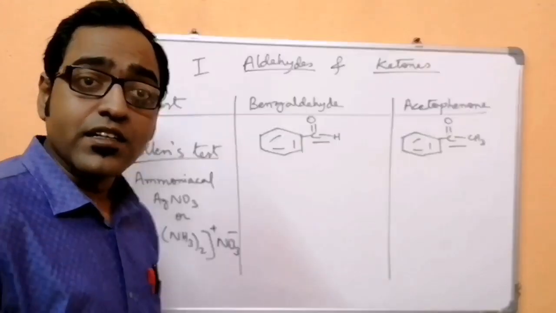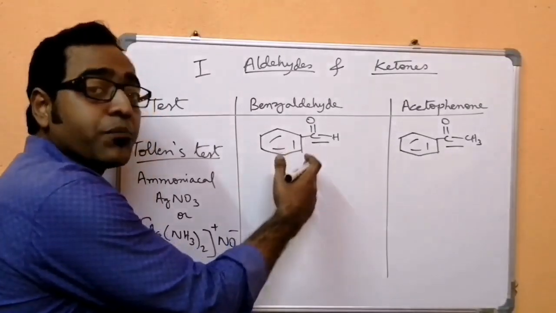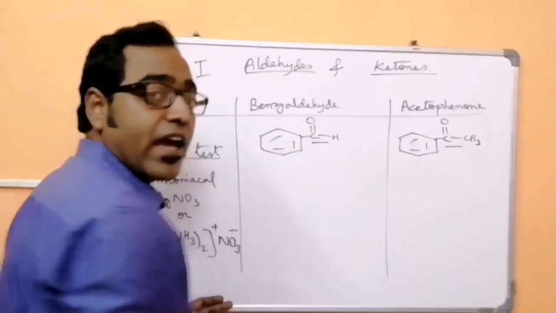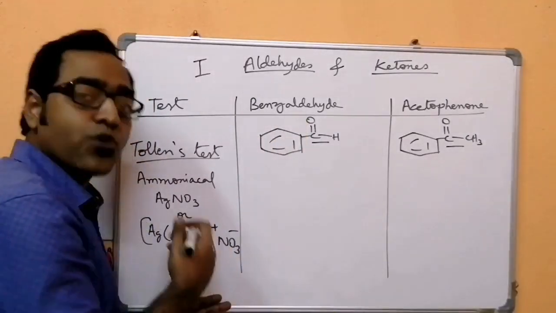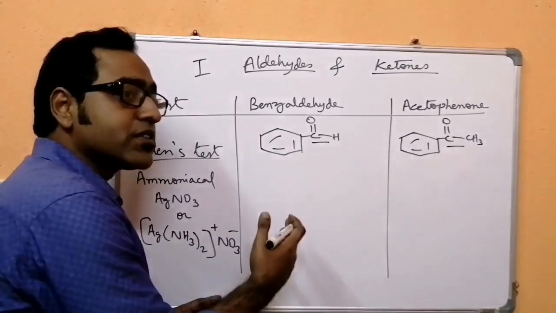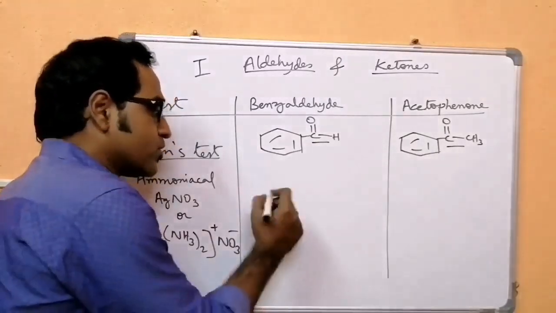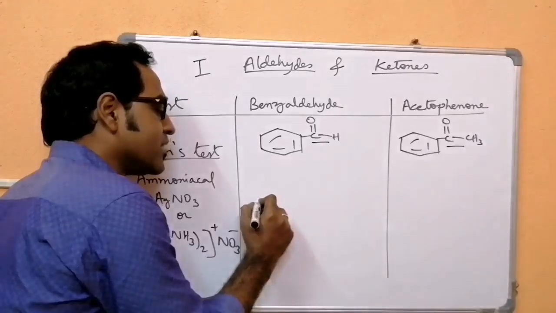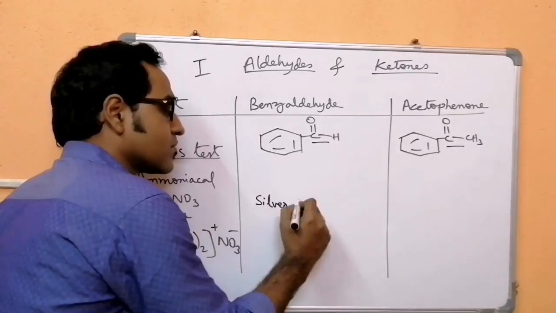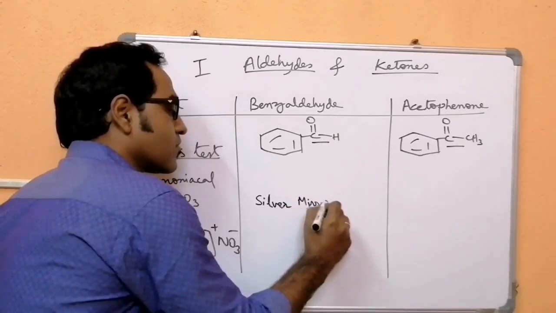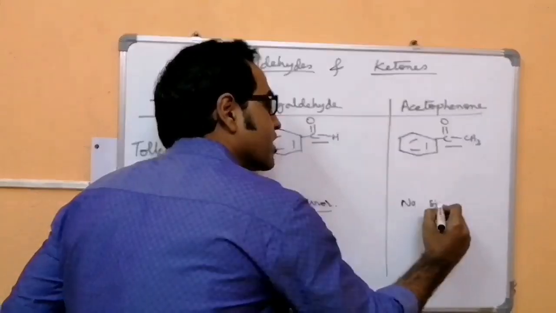The third thing is what is being observed in the case of benzaldehyde and in the case of acetophenone. For benzaldehyde, as we know, all aldehydes give the Tollens test, and what is observed in the case of aldehyde is that a silver mirror is formed. So here we will write silver mirror. And in this case, no silver mirror.